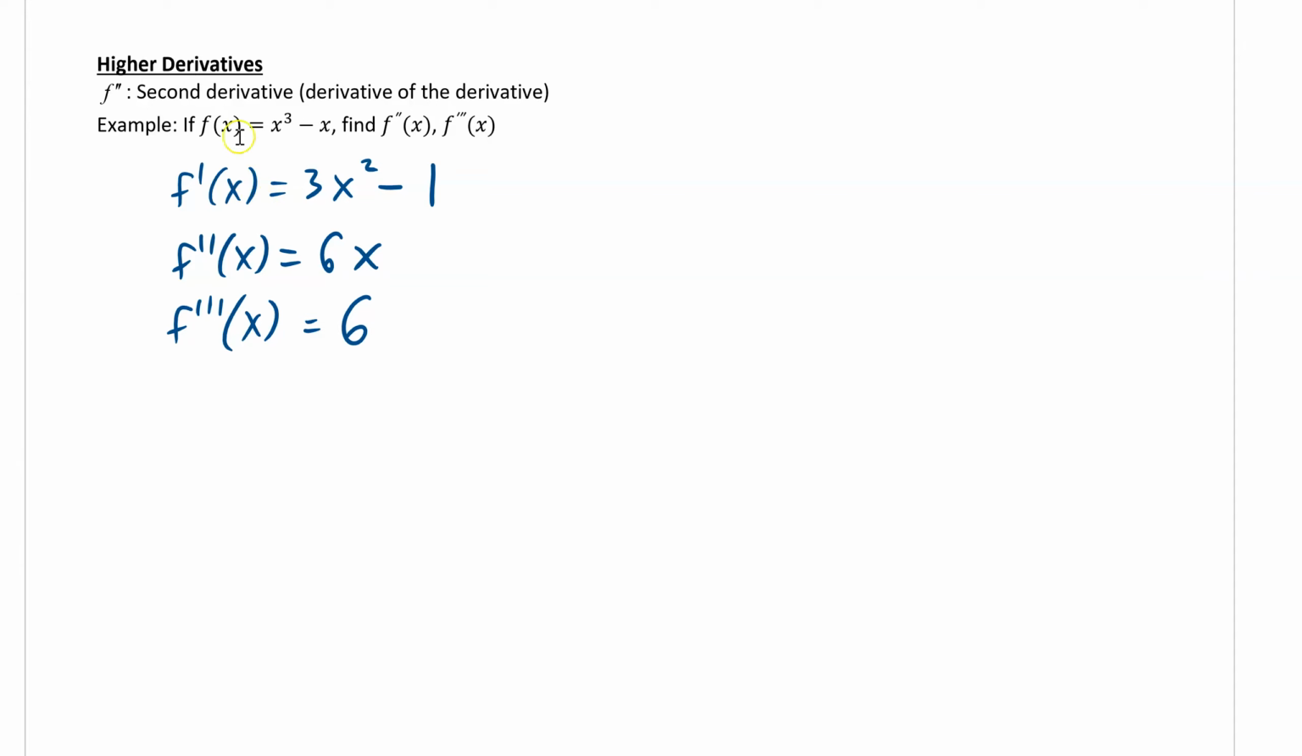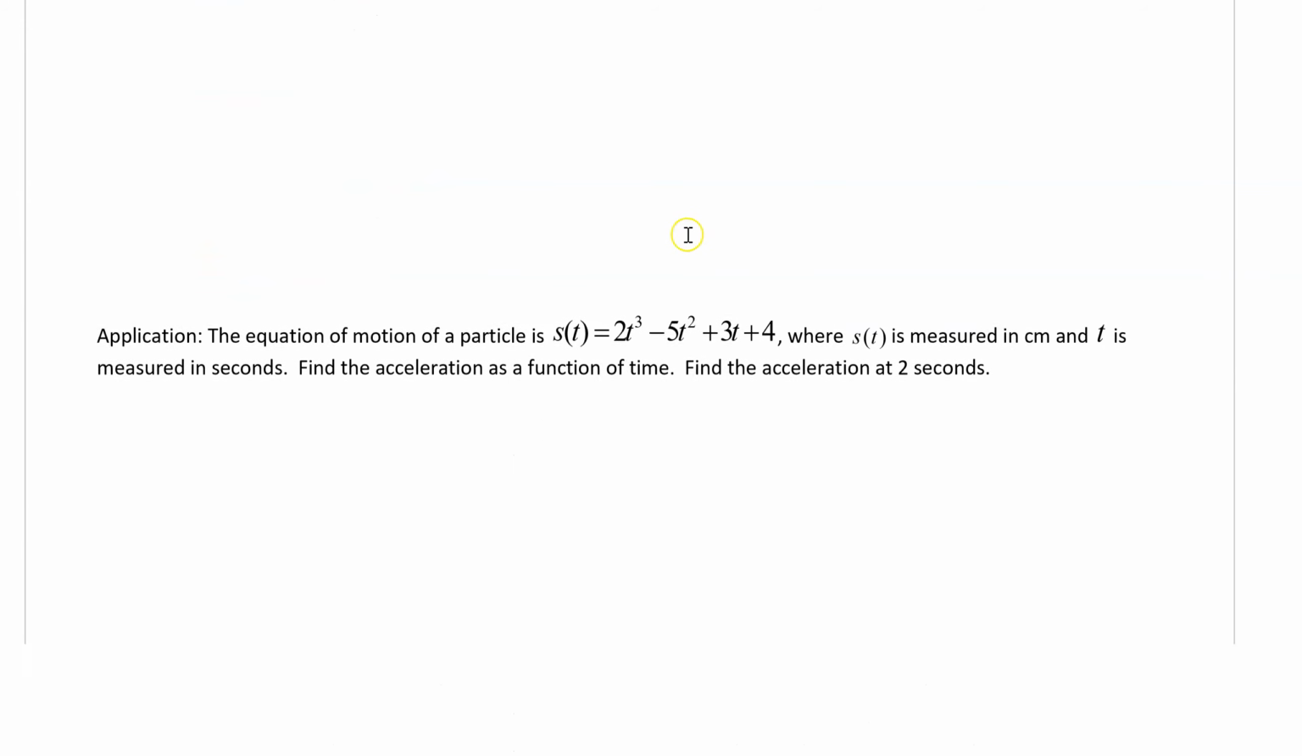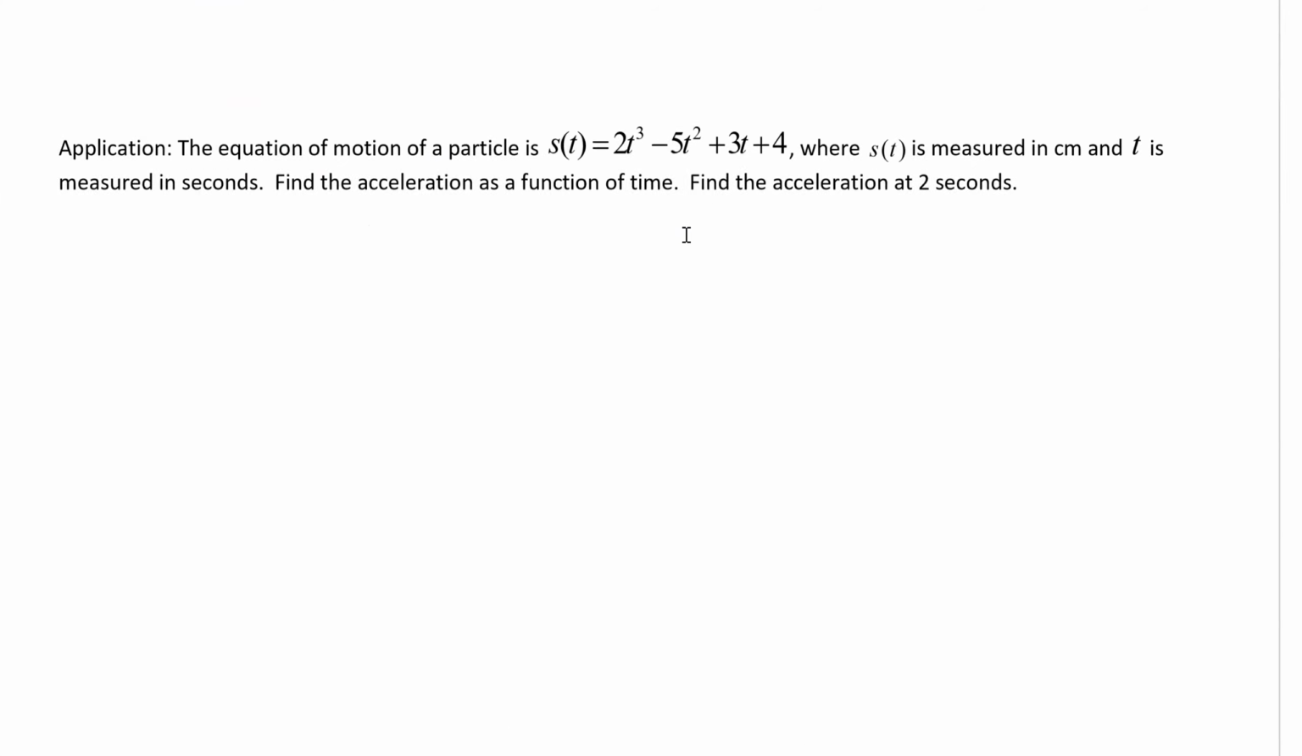So first derivative is just the derivative of the function. Second derivative is derivative of the first derivative. And third derivative is the derivative of the second derivative. So how is this used? So here is our application.